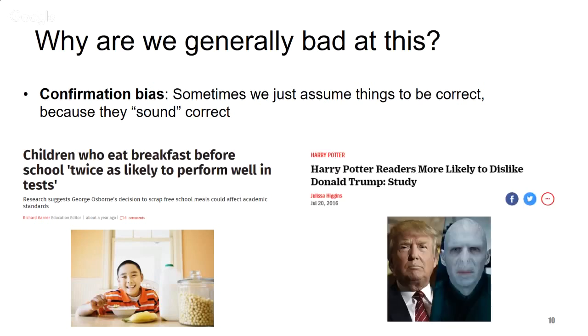There was another study more recently that said Harry Potter readers are more likely to dislike Donald Trump. And you have no idea, you have to read the article, you have no idea how this experiment was. I mean, this is not even an experiment, actually, just a survey. But you have a gut feeling that, yeah, I think this is great. And so people generally draw conclusions that are causal in nature, even though it might have nothing to do with causation.